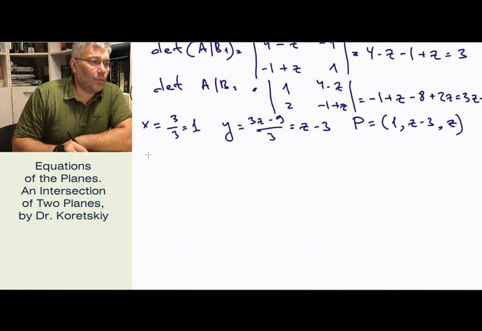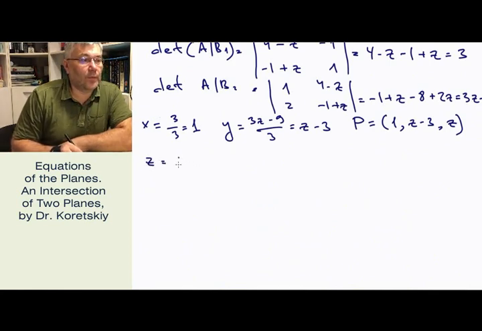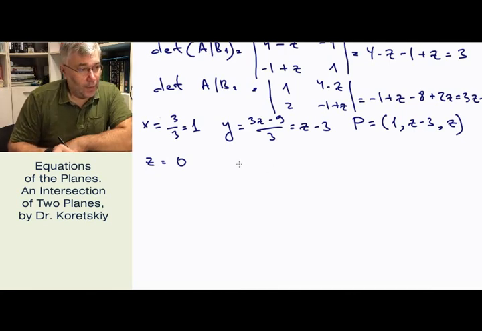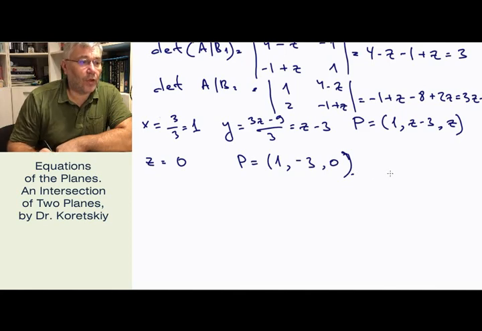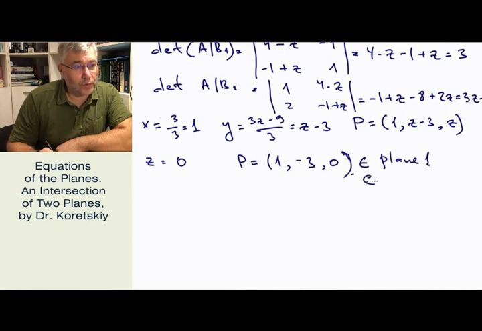So to pick out z, what is your favorite number? Z can be, for example, 0. I like 0. So P for this particular situation is 1, minus 3, 0. So this point, according to our calculation, belongs to plane 1 and belongs to plane 2.